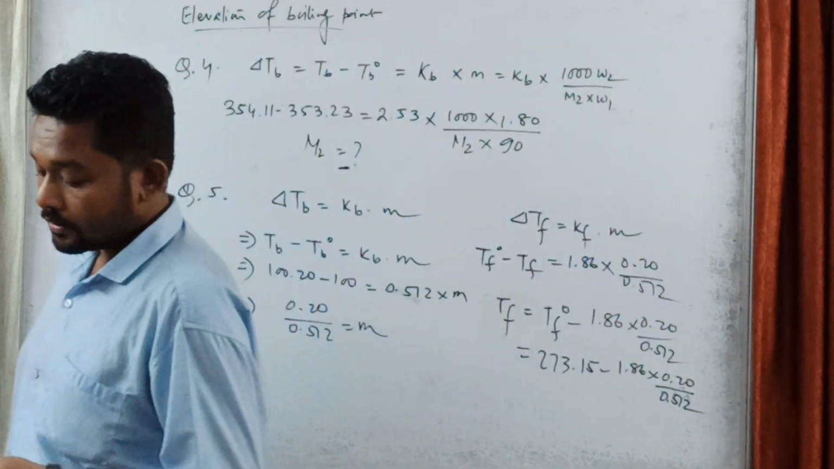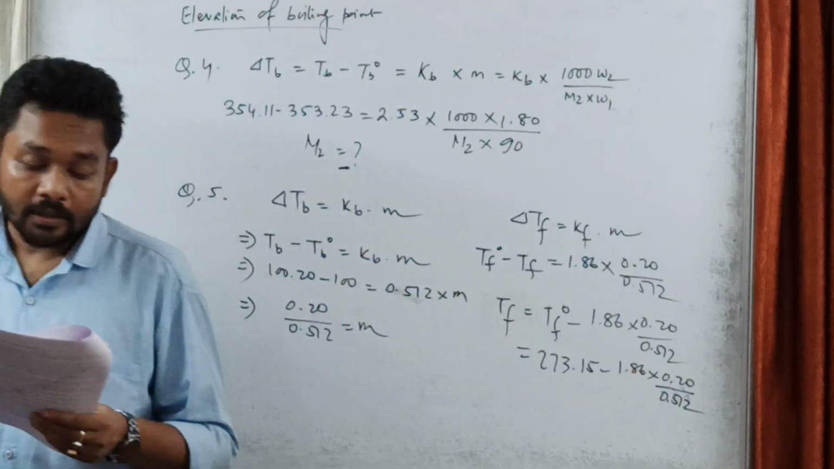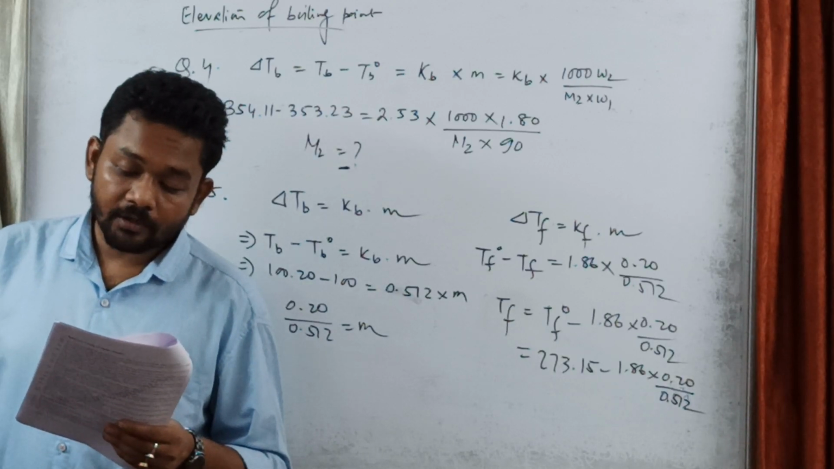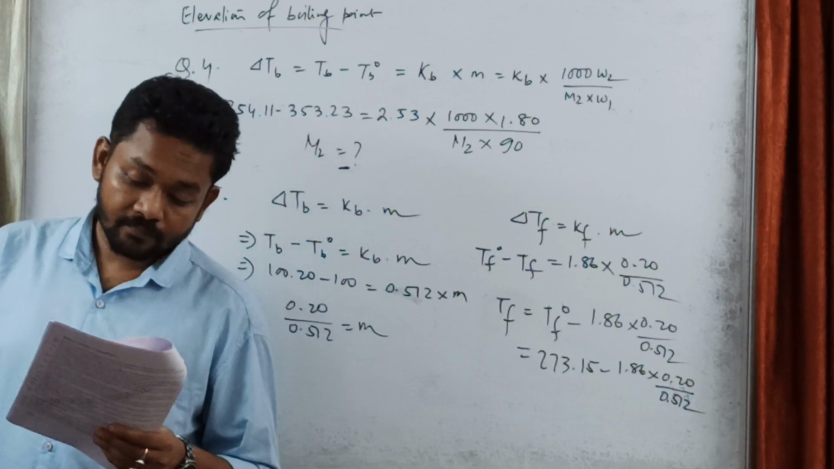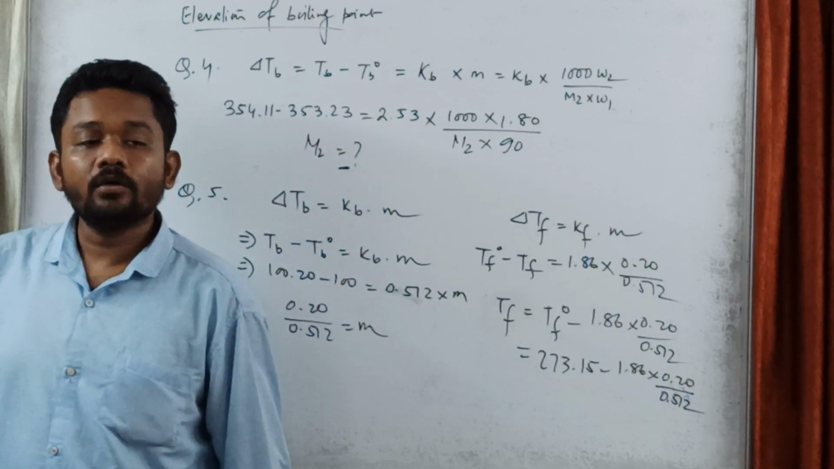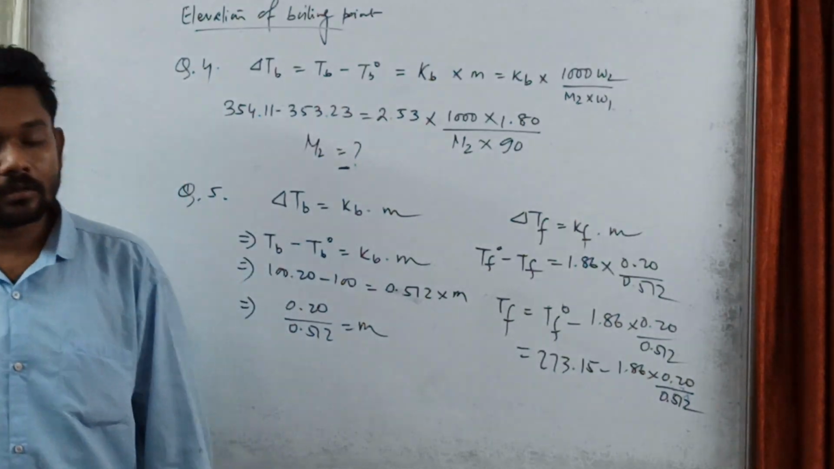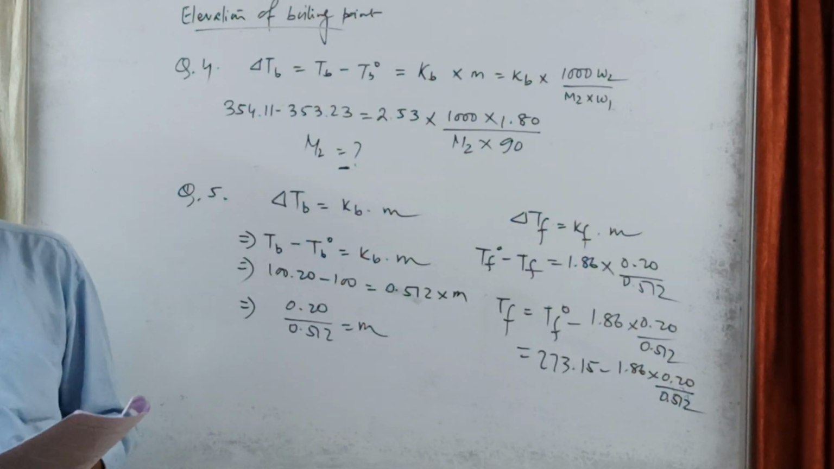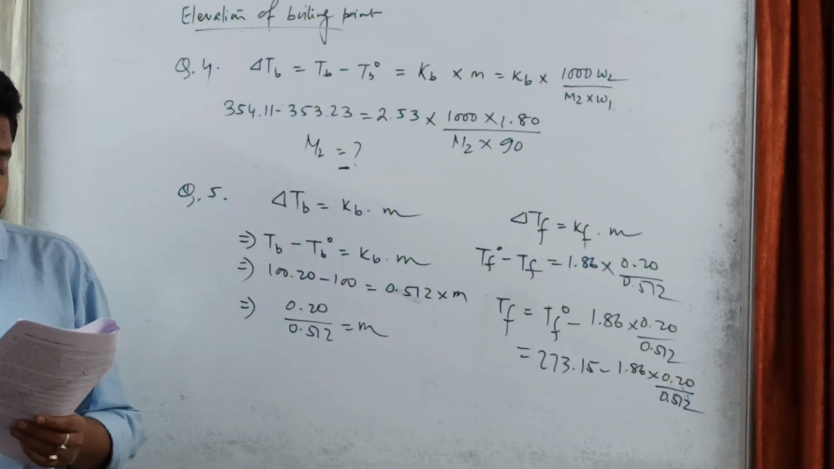Question number 8. Same problem. Explain why on addition of 1 mole of glucose to 1 liter of water the boiling point of water increases. So basically you need to know that glucose is non-volatile and non-electrolyte as well as undissociated. So there is no such thing you will observe. Same answer you will write down.